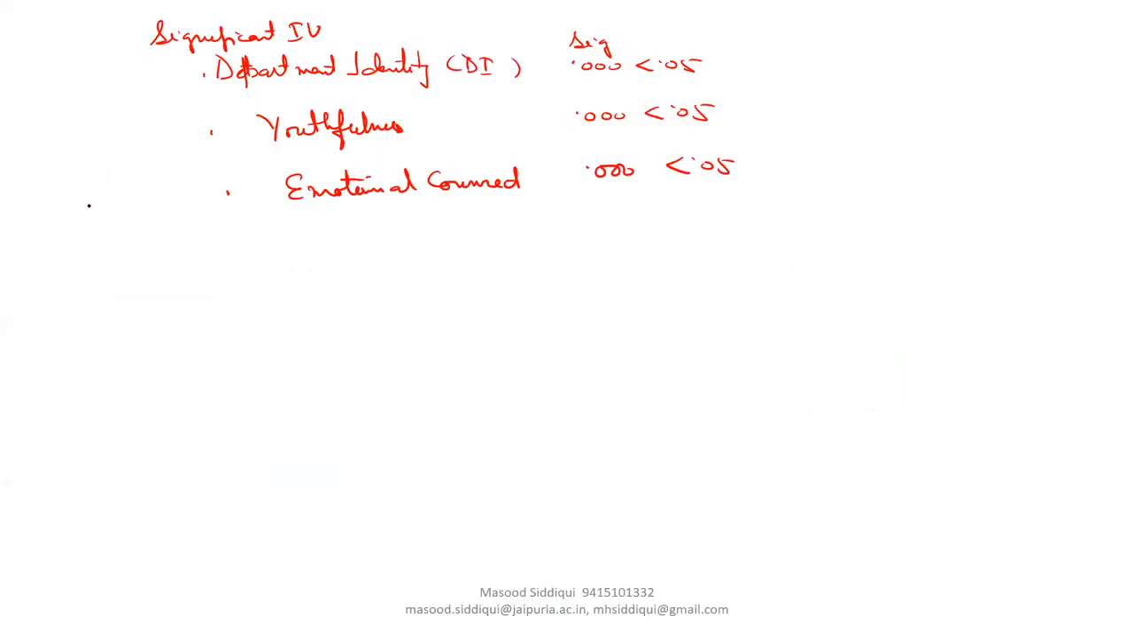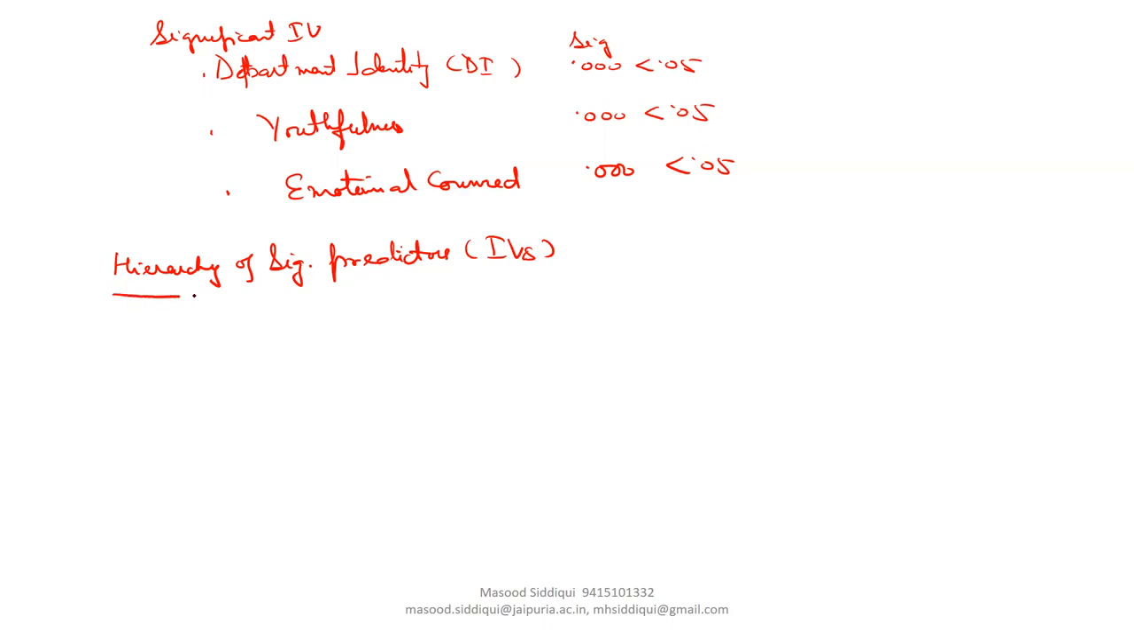Now, since we have three significant predictors, we will try to create a hierarchy of significant predictors, because only significant predictors are important for us. So we will try to have a hierarchy of significant independent variables. We will consider these three things.